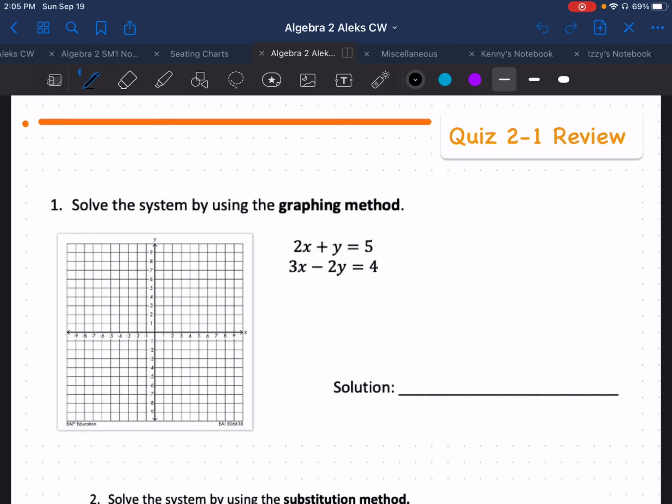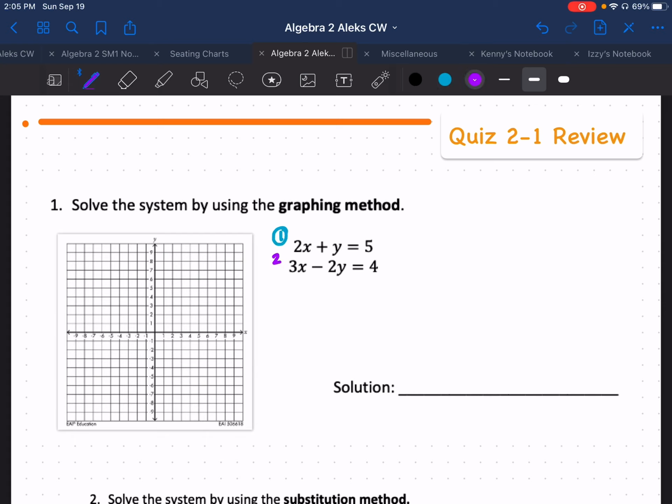Today's lesson is your review for quiz 2-1. The first question on your quiz is going to ask you to solve the system using the graphing method. Since I don't have my calculator here with me, I'm going to go ahead and solve for y. So this is one strategy that you could use.